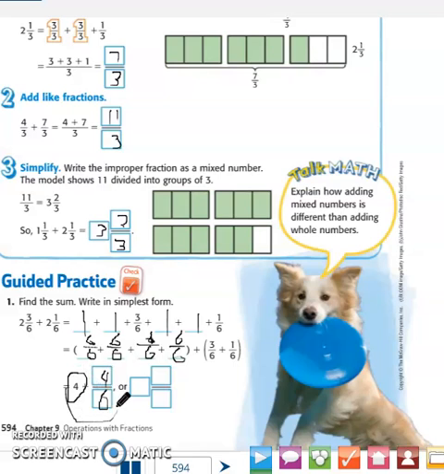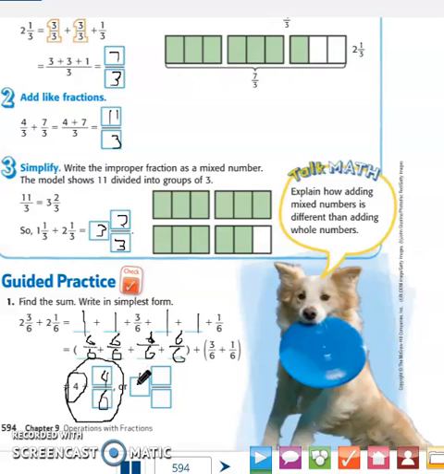And that's fine if that's your answer. But I'm also going to show you how to make it into simplest form. I see 4 and 6 are both even. So I'm going to divide the numerator and the denominator by the same number. In this case, I'm going to divide by 2 because they're both even.